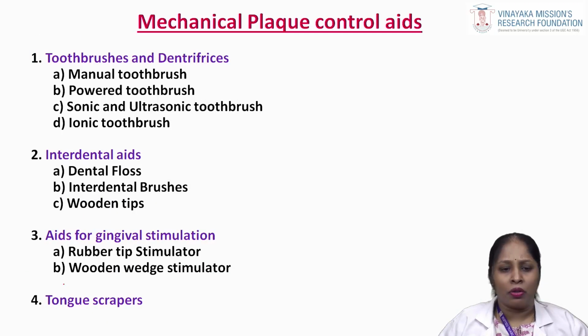Mechanical plaque control. There are various categories of mechanical plaque control aids. The first includes toothbrushes and dentifrices. The second, interdental aids. Third, aids for gingival stimulation. The fourth, tongue scrapers. Let's look into each and every mechanical plaque control aid in detail.